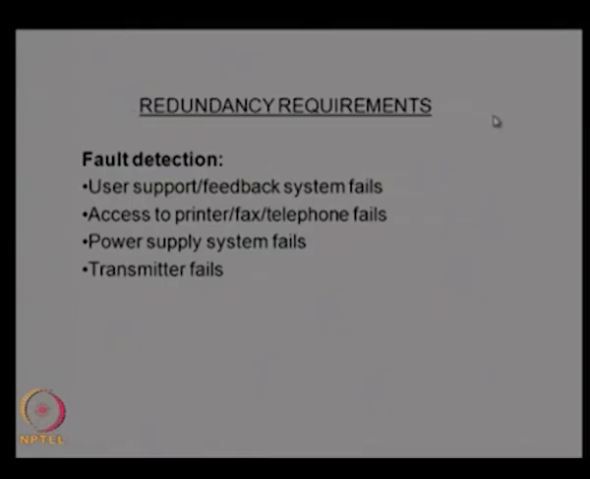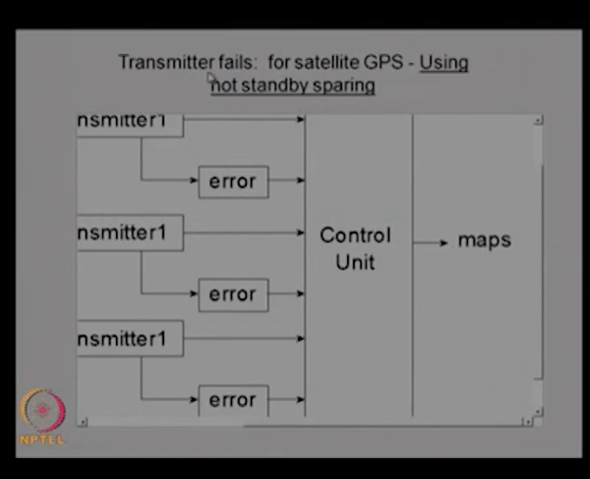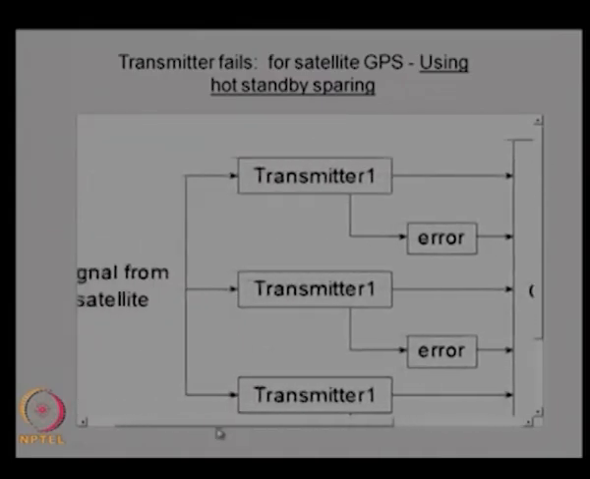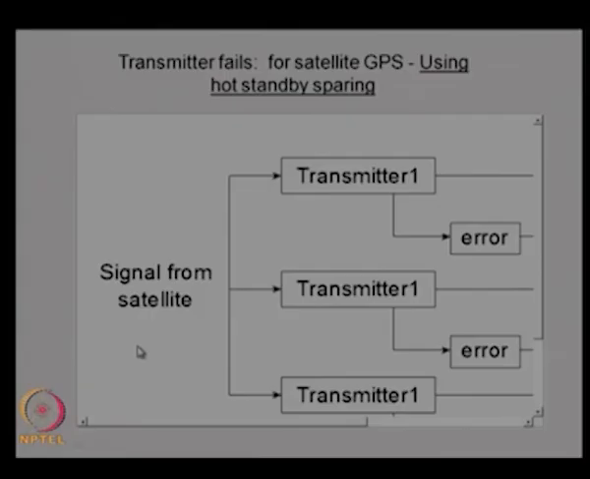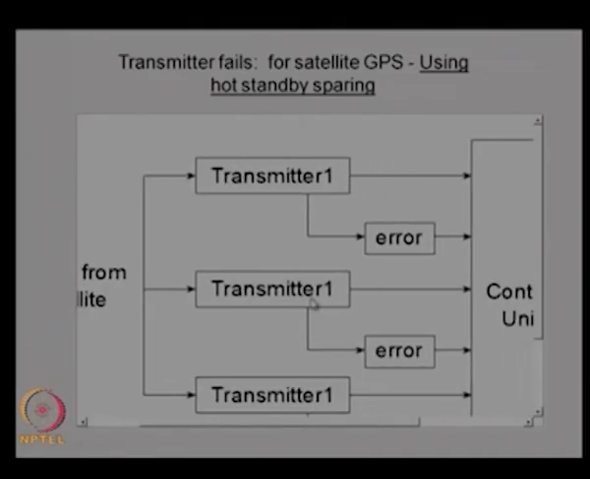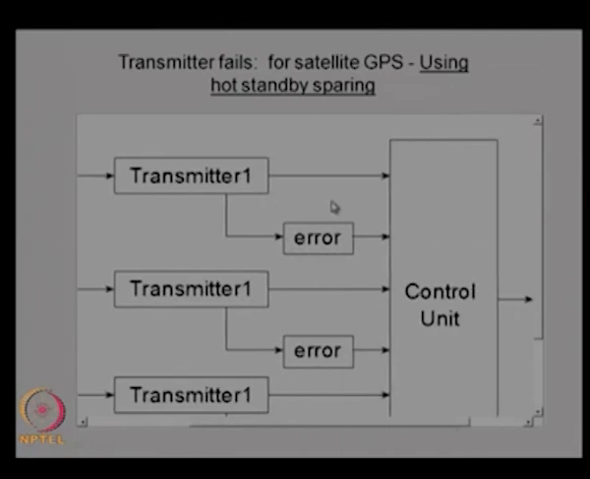Here I have provided a few cases, basically for when the transmitter fails or the satellite GPS data fails, then we need to have a hot standby system. A hot standby sparing system can be provided to get the signal from the satellite. So, we can have more than one transmitter to transmit the signal from the satellite. So, we can have them in hot standby. The hot standby is basically that all these transmitters will be in on condition, and there will be an error detector in this one with a specified error declared here.